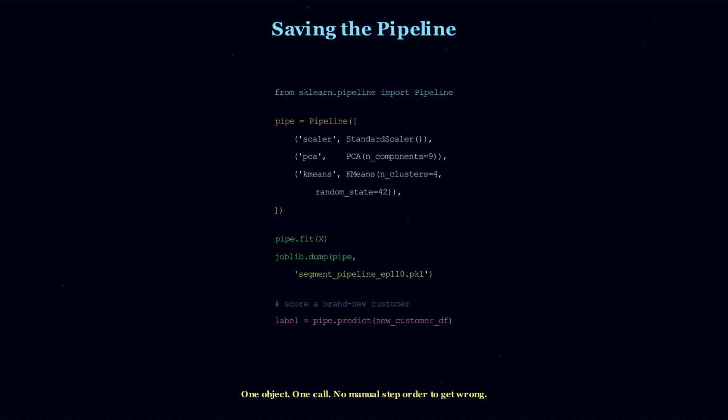Bundle the scaler, PCA, and KMeans into a single pipeline using Sklearn pipeline, so scoring is always one call. No manual step order to get wrong. Version the file with the date and silhouette score. Cluster assignments can shift as your data grows, so always retrain periodically.